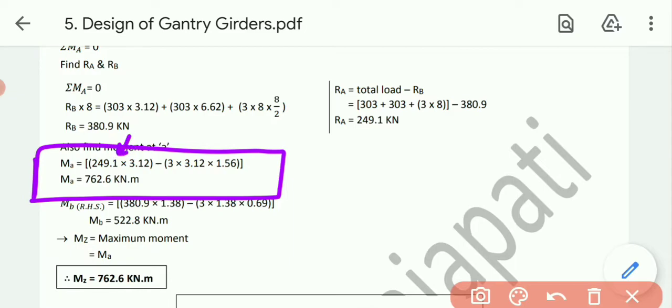See, RA into 3.12, RA is 249.1, and minus 3 into 3.12 and 3.12 by 2, that is 1.56. So we'll get the moment at A, 762.6 kilonewton into meter. That's our moment at A.